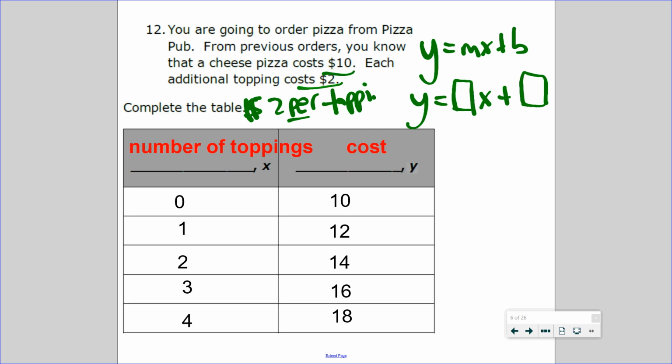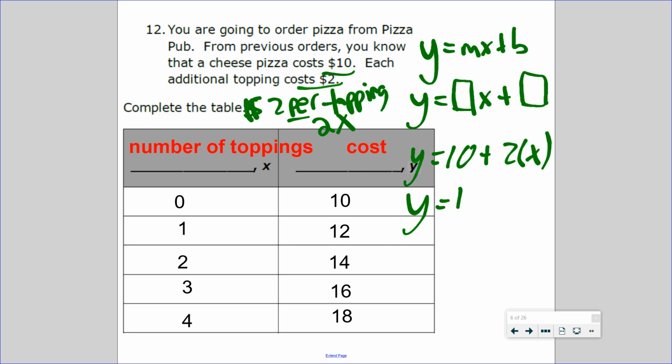Oh, per again. I think the relationship is 2x right there. So in here it's y equal, you paid a $10 pizza plus 2 times the topping, and let's use topping as x. Y equal 10 plus 2x, or y equal 2x plus 10. 2 times the topping plus 10.